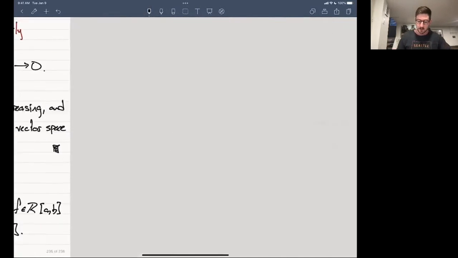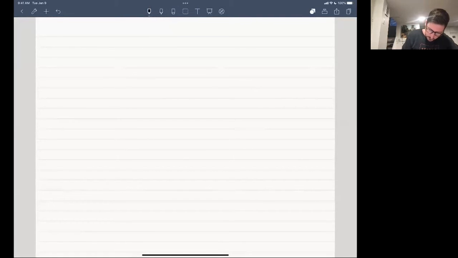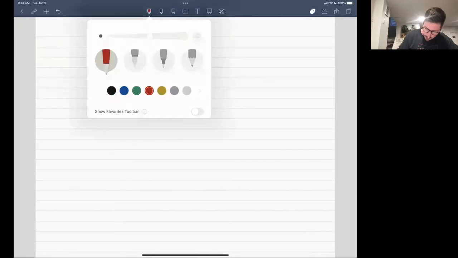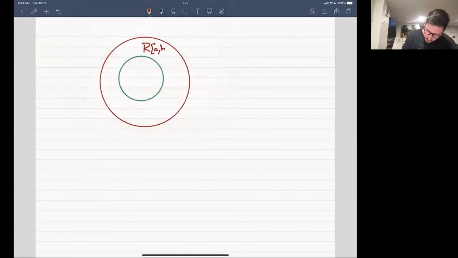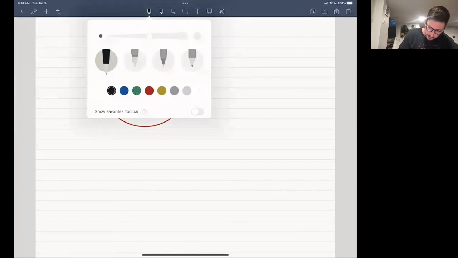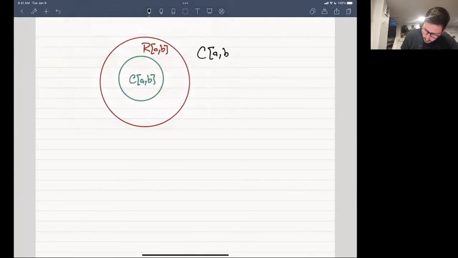So what this really tells us, if we draw out some circles here, if we say here's one circle, and around it is another one, this tells us that the space of Riemann integrable functions is strictly larger than the space of continuous functions on some interval. So every continuous function is contained in the Riemann integrable functions, but it cannot be everything. There is much more that is Riemann integrable.